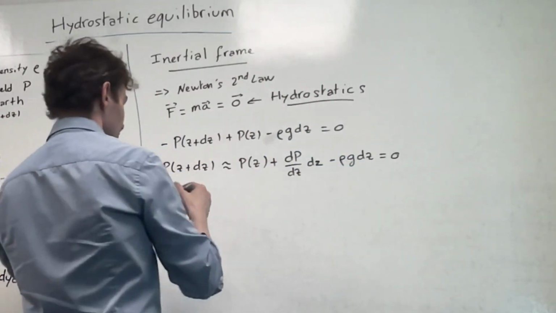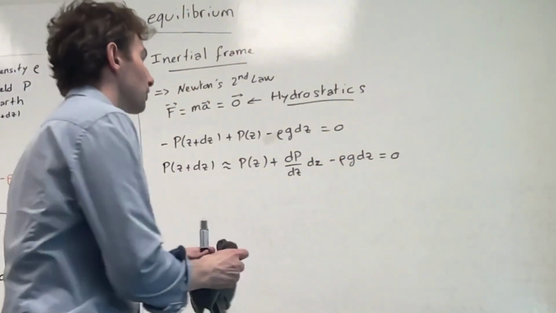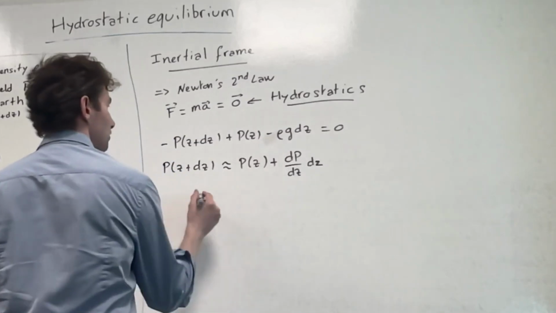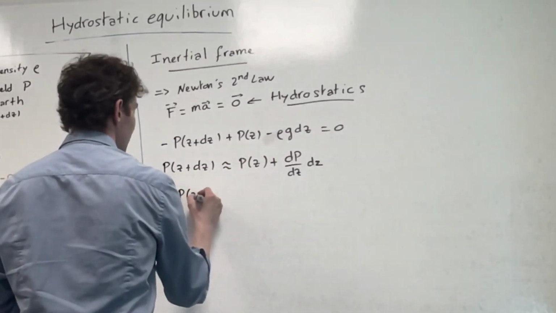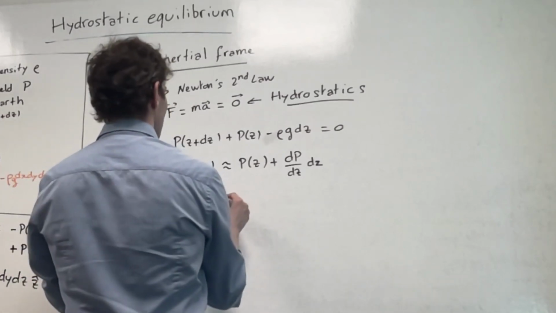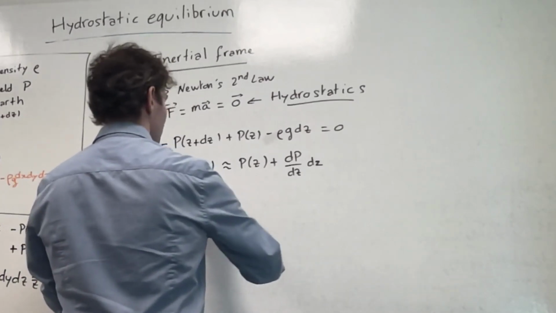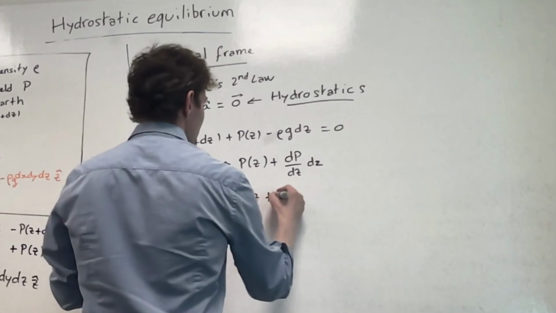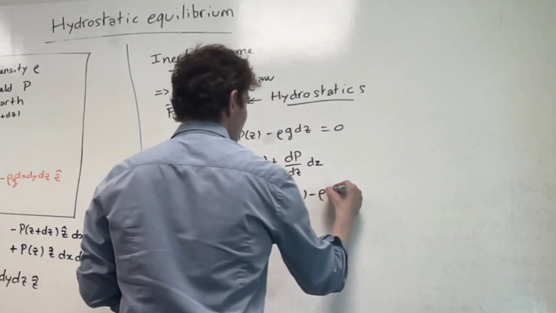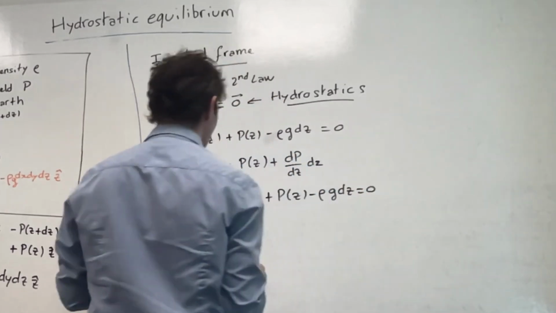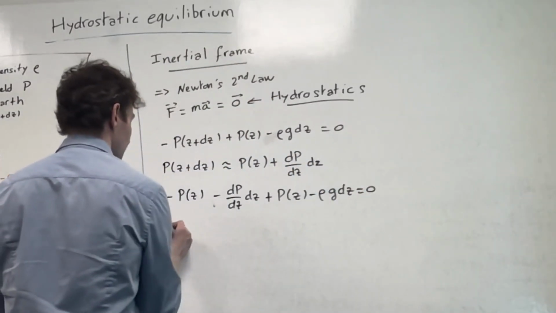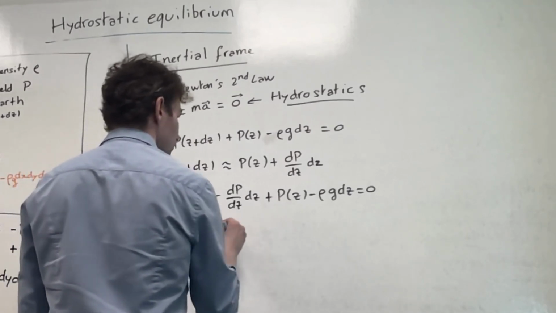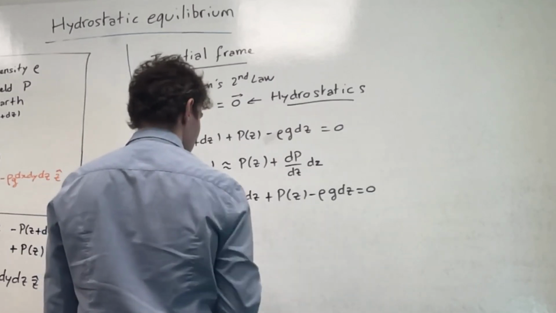So when I put, no, sorry, I'm going a bit too fast. This is P of z plus dz, and now I need to sub that into this equation, and I get minus P of z plus P of z plus dP/dz dz minus rho g dz equals 0. And this leads us to the following equation: dP/dz is equal to minus rho g.